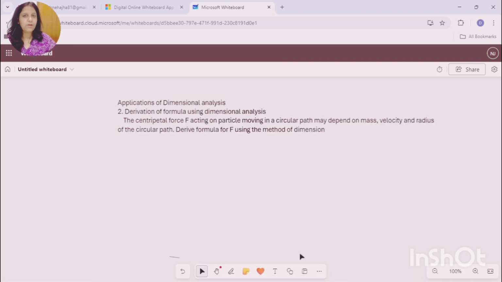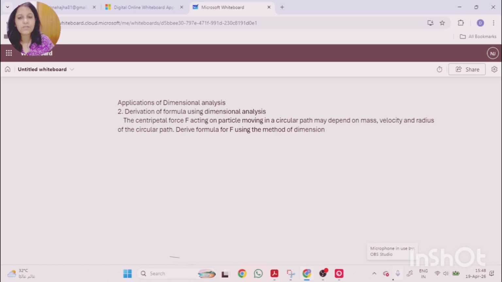The second application of dimensional analysis is that you can derive a formula using dimensional analysis. Like the centripetal force F, which is acting on the particle when a particle moves in a circular path, it depends upon mass, velocity, and radius of the circular path. So we need to derive the formula for F using the method of dimension. Let's see how.